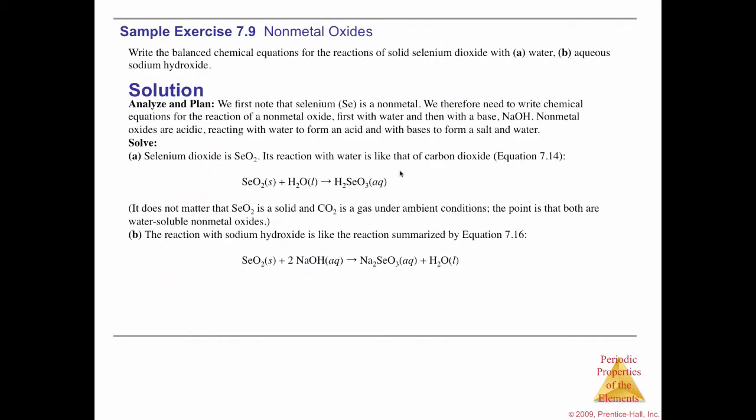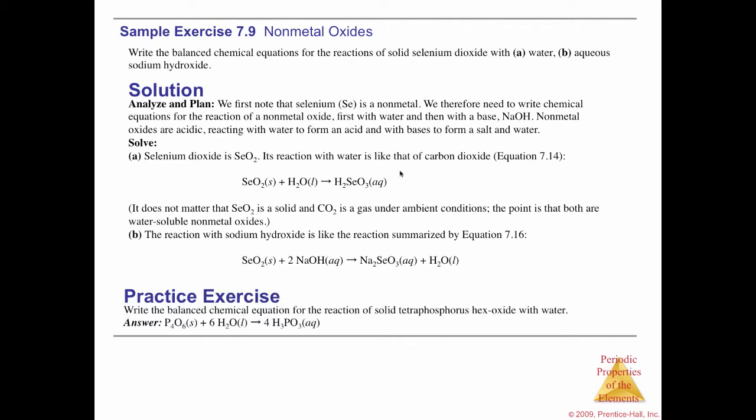Sample exercise 7.9, nonmetal oxides. Write the balanced chemical equations for the reactions of solid selenium dioxide with water and aqueous sodium hydroxide. We first note that selenium is a nonmetal. We therefore need to write a chemical equation for the reaction of a nonmetal oxide, first with water and then with a base, sodium hydroxide. Nonmetal oxides are acidic, reacting with water to form an acid and with bases to form a salt and water.